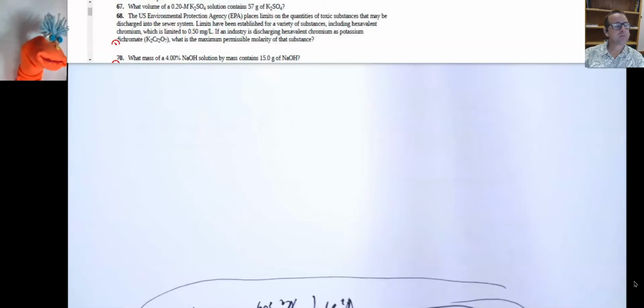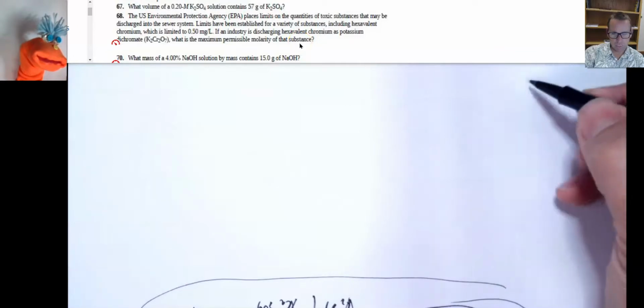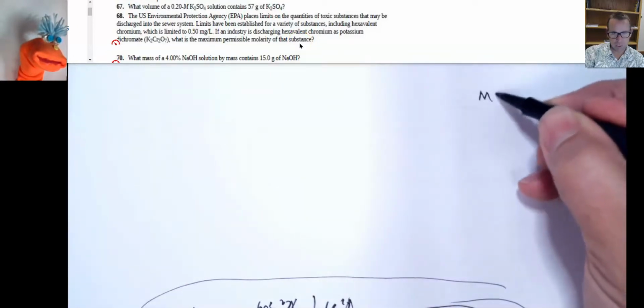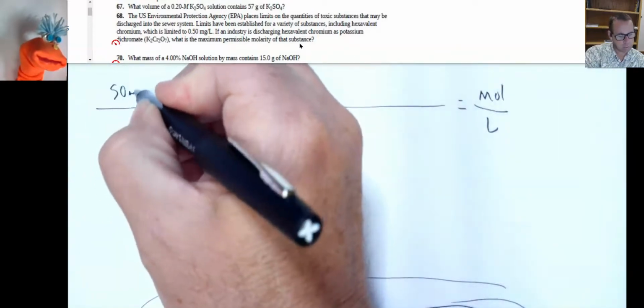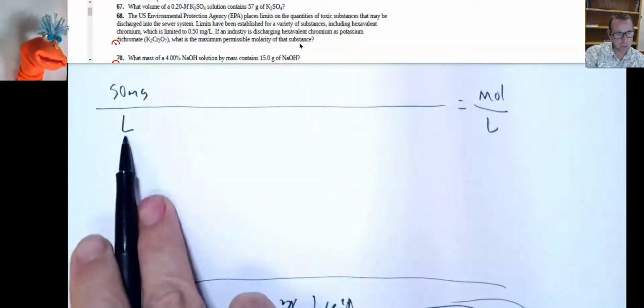Okay, so the EPA places limits on toxins. It's limited to 50 milligrams per liter. That's 50 parts per million. If an industry is discharging hexavalent chromate potassium dichromate, what is the maximum permissible molarity of that substance? Okay, so what we want to know is what is the molarity, the moles per liter of our solution if we start with 50 milligrams per liter. Look, we're already in per liter.